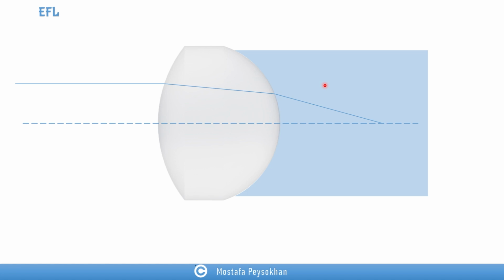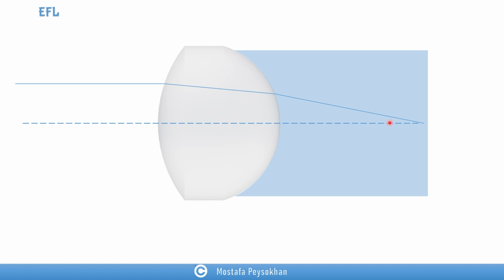So the refraction or the angle is not going to be the same. The angle is going to be smaller, or refraction is going to be smaller. So my effective focal length is going to be something like this. So this distance is going to increase, and the angle is going to decrease. So in this case, my effective focal length is different.